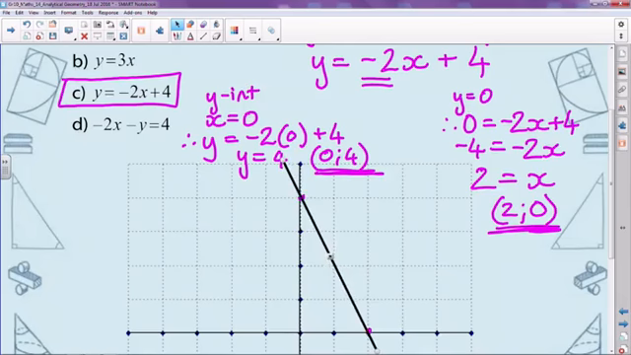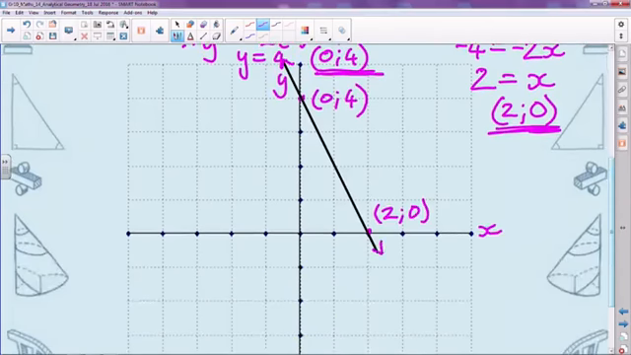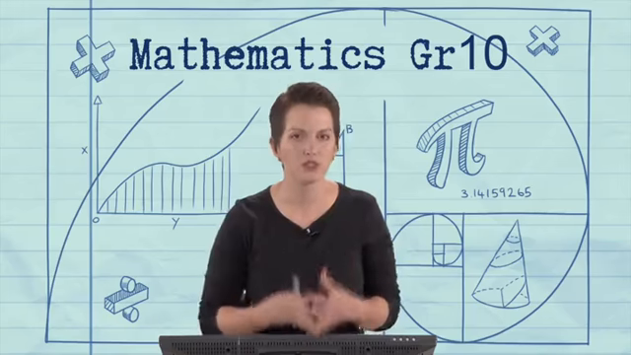And there we go. Now it's important that you do plot the points 0 and 4, because that's what you get the marks for, and 2 and 0. Make sure that your x-axis and your y-axis are labeled and that you've got arrows on the end of your functions.